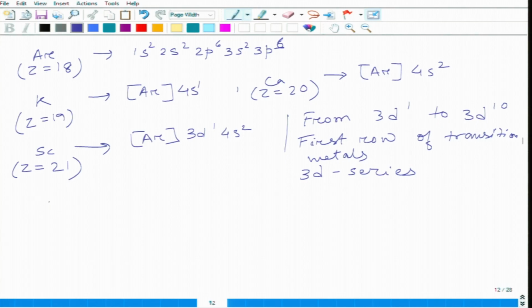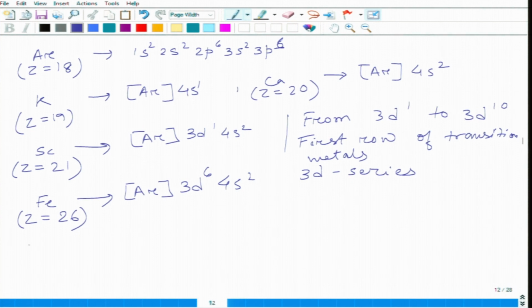This is scandium. After that, for example, we can say iron. Iron has an atomic number of 26. We write argon like this: Argon 3d6 4s2. So, the configuration of transition metals are actually very easy to remember. This argon and 4s2 remains the same, and the number of electrons in the d orbitals increase one by one.